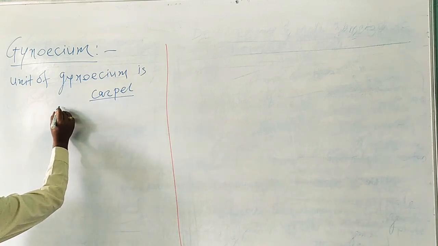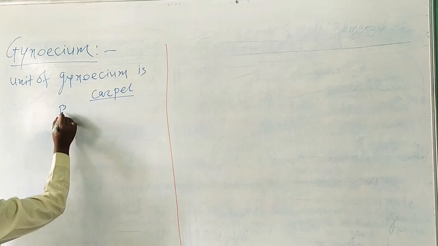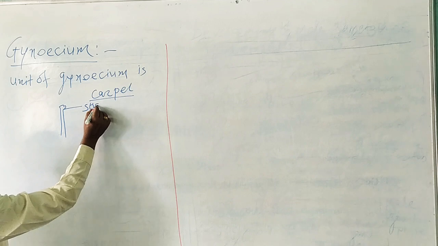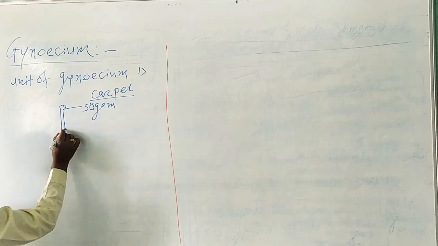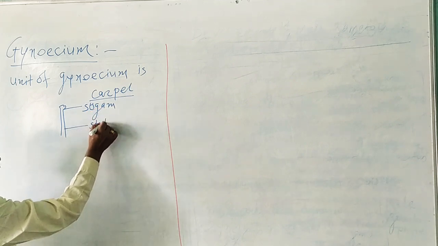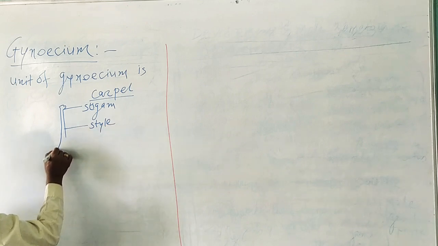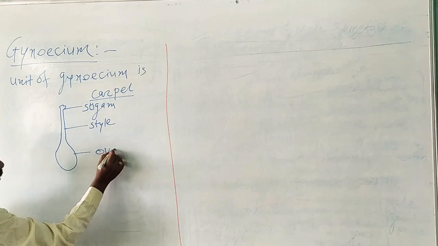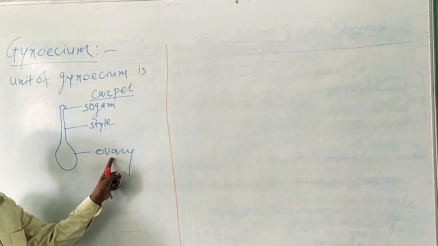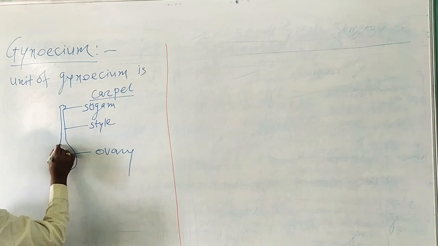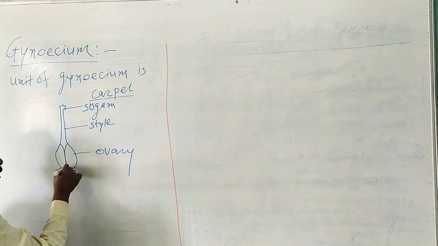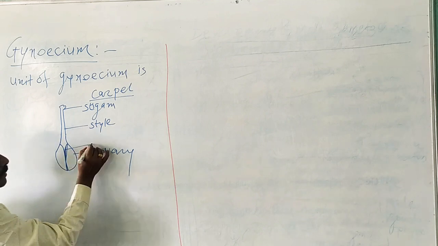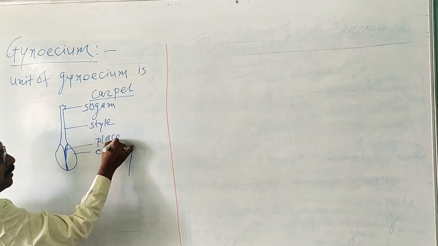A carpel consists of three parts. The apical sac-like part of the carpel is known as the stigma. Then a slender part is known as the style. Then the basal oval part of the carpel is known as the ovary. In the ovary, a central mass of parenchymatous cells is present. That central mass of parenchymatous cells is known as the placenta.